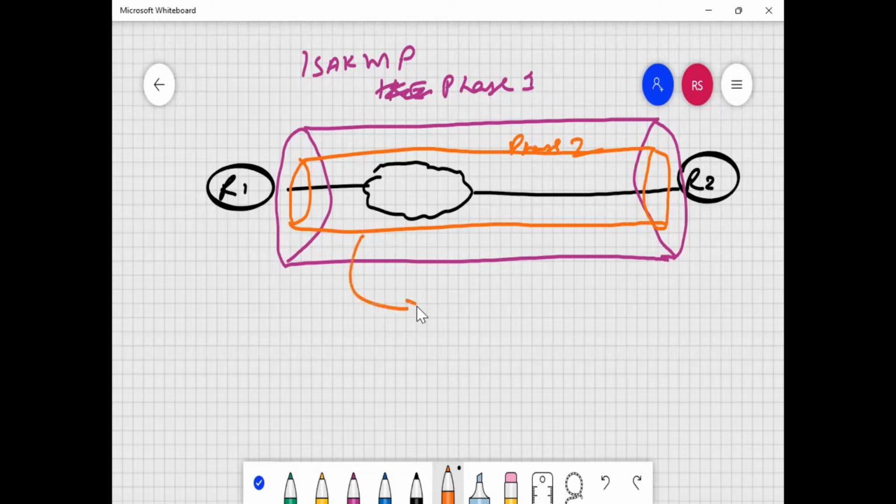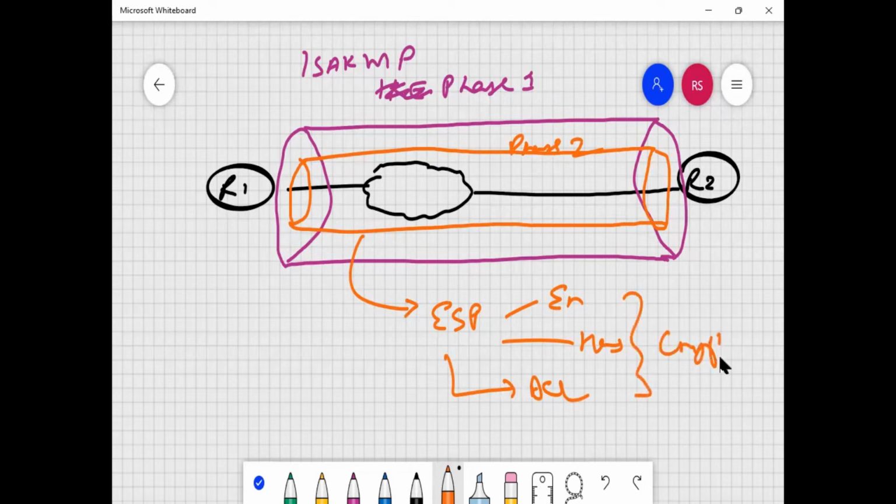In this phase 2, you again need to provide your ESP, again encryption, again hashing. You need to provide the ACL and match all of these things in the crypto. And then your data will travel inside from the second tunnel.